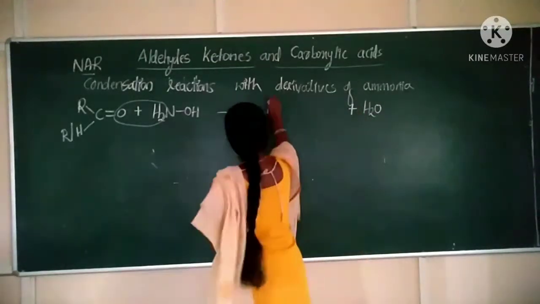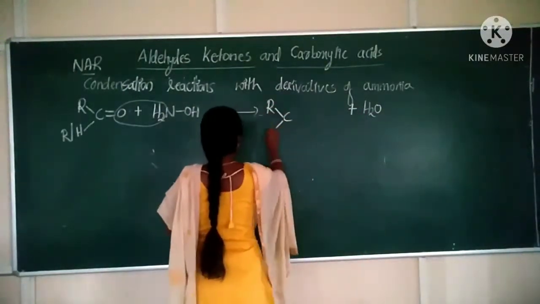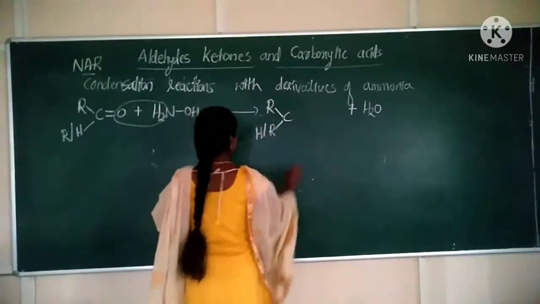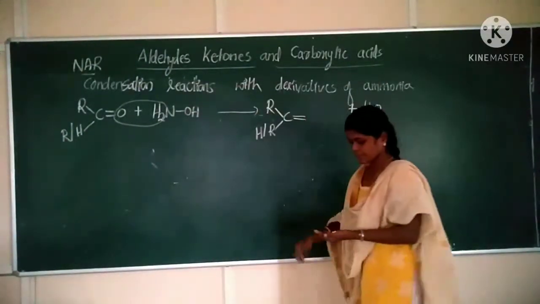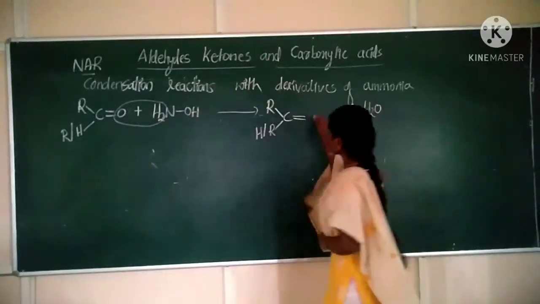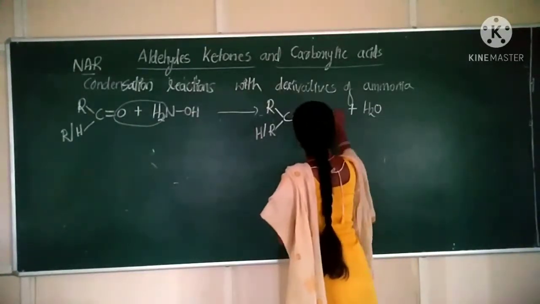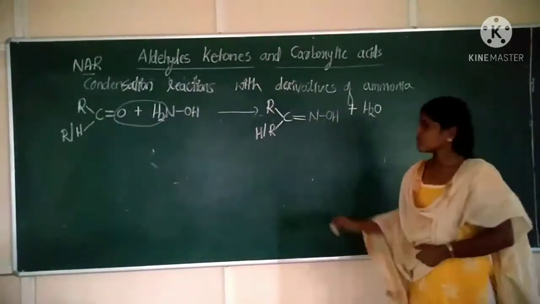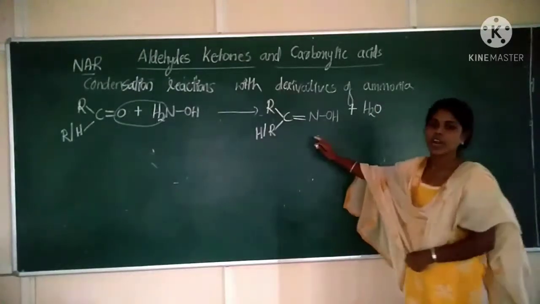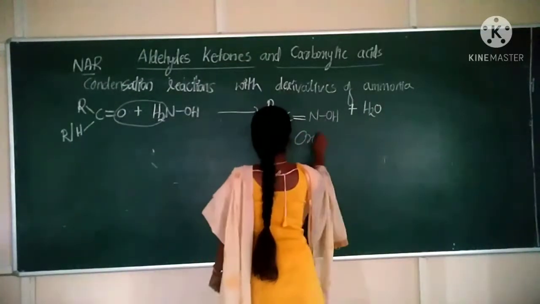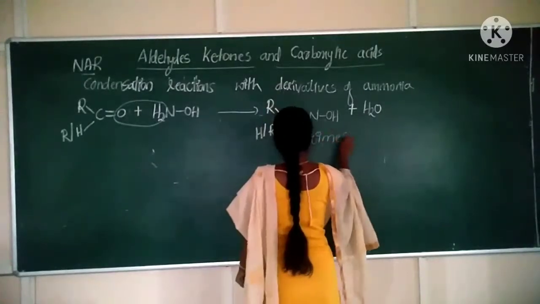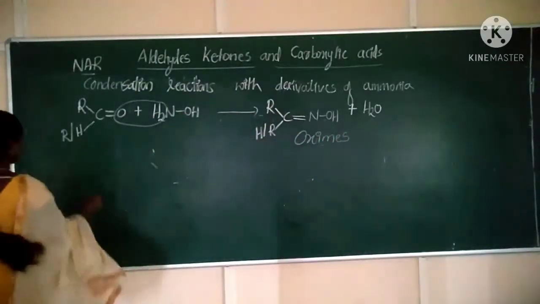plus R, C, R or hydrogen, aldehyde or ketone, and double bond NOH. So this type of compound is said to be an oxime. What is the name? Oxime. Clear? Next reaction.